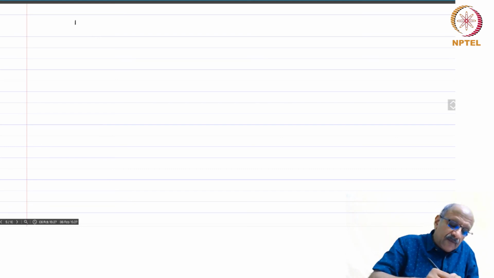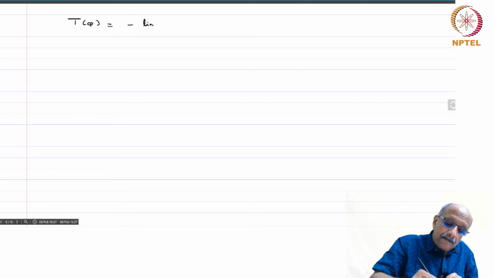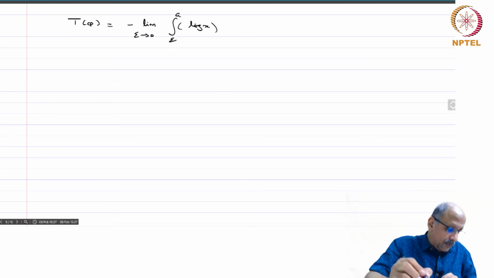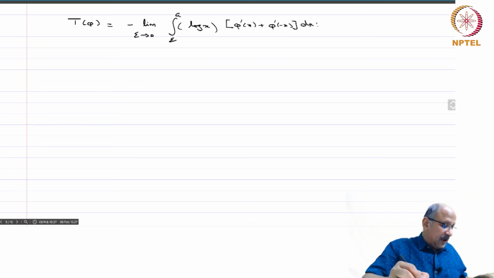So we have T of phi equals minus limit epsilon tending to 0 of the integral from epsilon to a of log x into phi dash x plus phi dash minus x dx. Okay, so this is what we have.